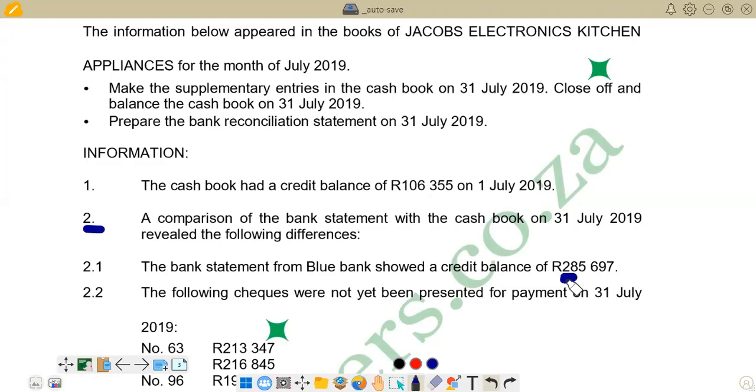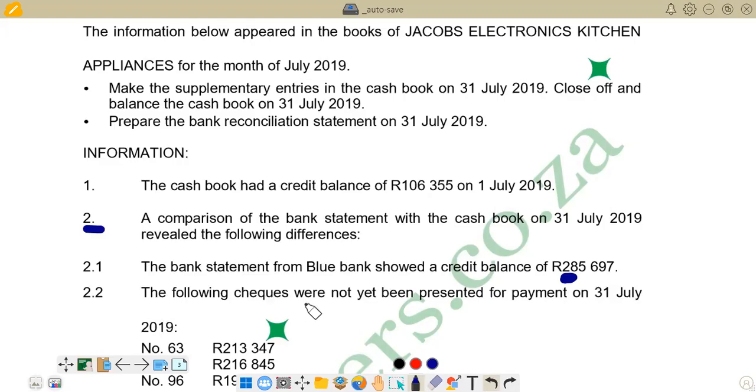It's on the credit side. Remember, what is on the credit side of the bank statement is also what is on the debit side of the cash book. So this is a favorable balance on the credit side. We are going to start with this balance in the bank reconciliation statement. It's not going to affect our cash book. We can leave it. Then we go to the next one, 2.2.